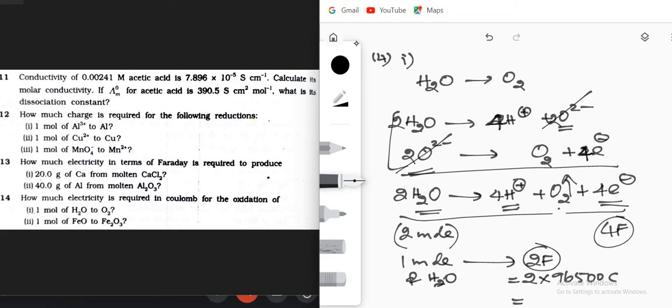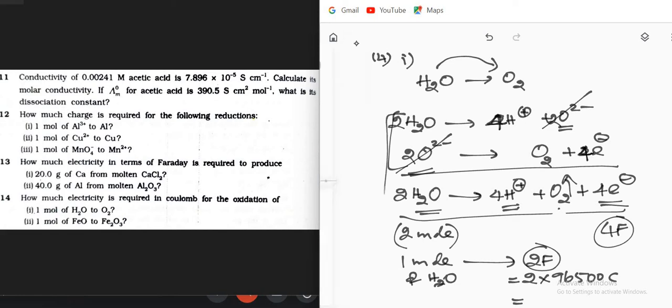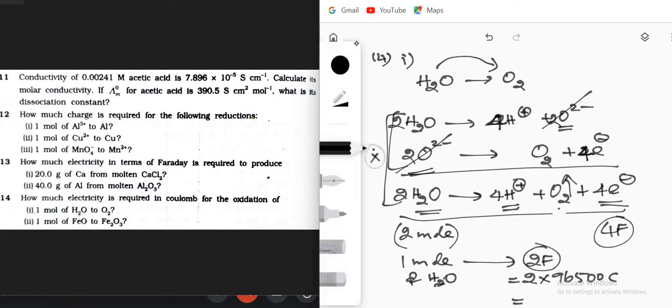Sir, how did you get the second equation? Yeah, listen, I'll read the question again. How much electricity is required in Coulomb for the oxidation of 1 mole of water to oxygen? So we need to convert 1 mole of water to oxygen. But we need to understand how water on oxidation gives oxygen. To understand this, you must know these 3 steps. First you split the water molecule into H+ and O2- ion. I have balanced it already.